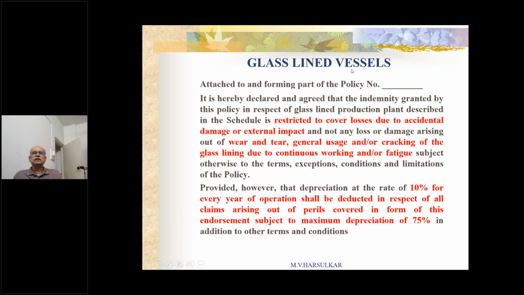Glass line vessels. Again, here also same thing. So restricted cover: losses due to accidental damage or external impact. Same coverage. Wear and tear and general usage and all these things, although mentioned in the standard exclusion, are again repeated here. And here the depreciation is there. For glass items, depreciation is not there. Glass line vessel, there is a depreciation scale. Again, maximum depreciation restricted to 75%.